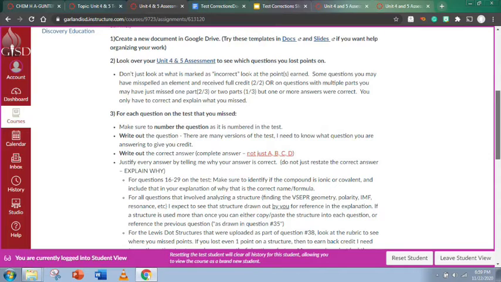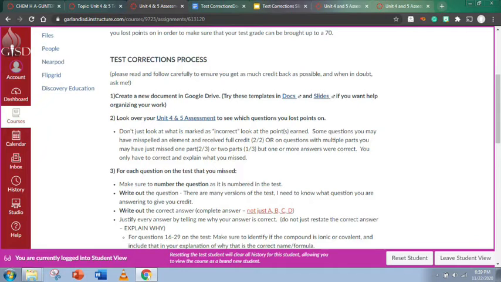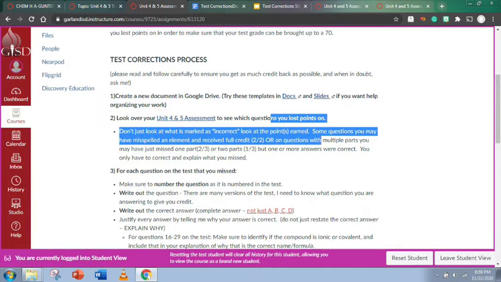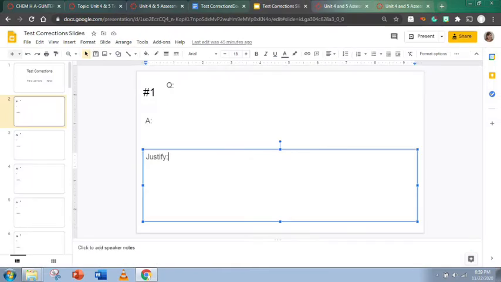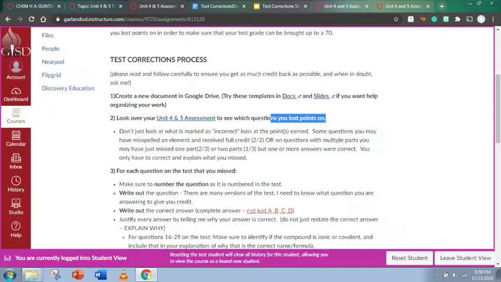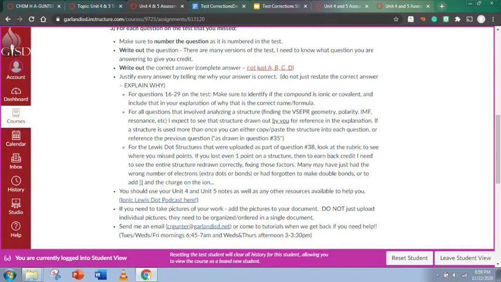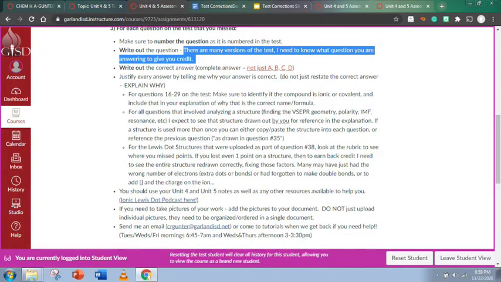I'll be checking the test next to your corrections to make sure everything gets covered, so don't forget about anything. It's probably a good place to start, is going through and setting up your document with exactly which questions you lost points on, to make sure that you cover everything, and then it's just about filling in those blanks. Now, you do need to write out the question itself in those spaces.